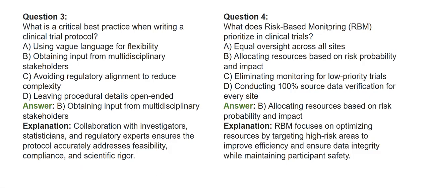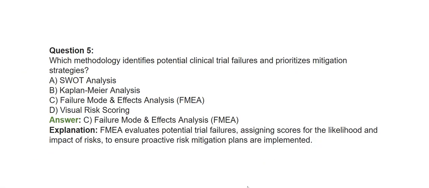Question 4: what does risk-based monitoring (RBM) prioritize in clinical trials? A, equal oversight across all sites. B, allocating resources based on risk probability and impact. C, eliminating monitoring for low priority trials. Or D, conducting 100% source data verification for every site. So it is B, allocating the available resources based on risk probability and impact, as RBM focuses on optimizing resources by targeting high-risk areas to improve efficiency and ensure data integrity while maintaining participant or patient safety.